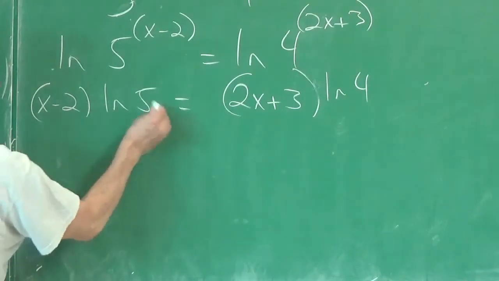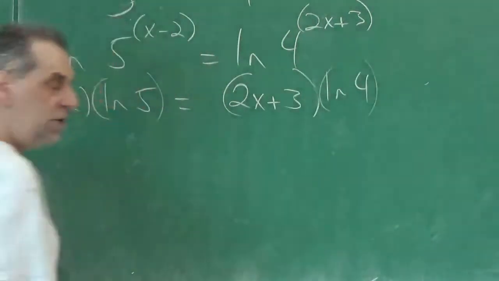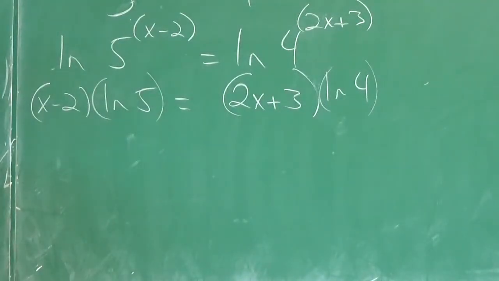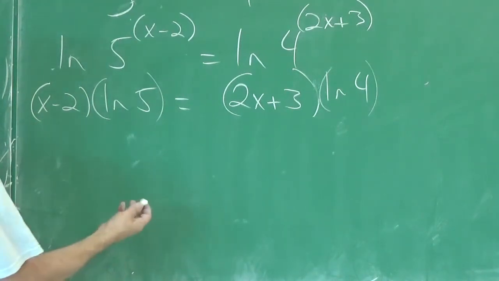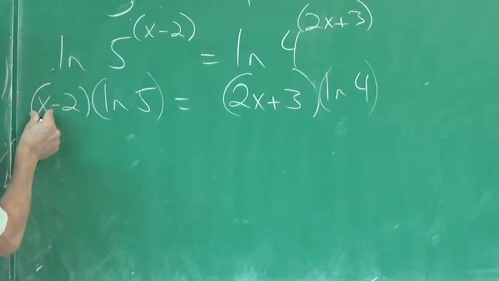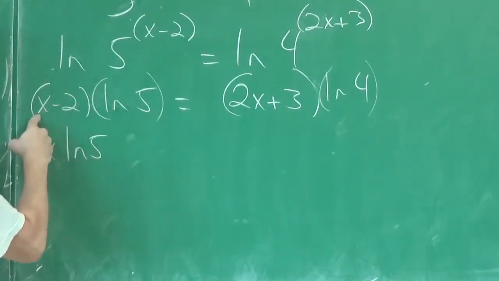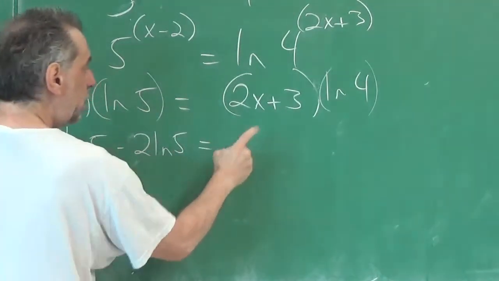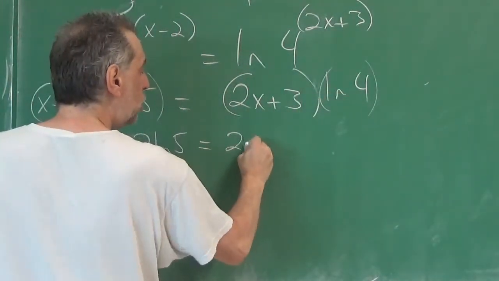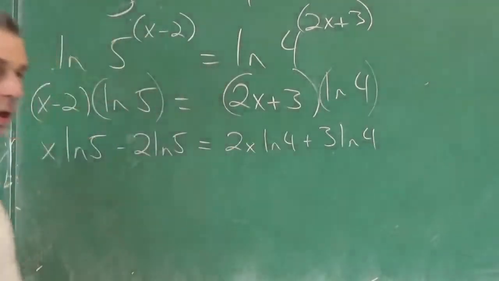We distribute, again, this is just a number, right? Natural log of 5, it's just a number. Natural log of 4, it's just a number. So we want to multiply it out and then gather the x's on one side of the equation, isolate the x, solve for x, just like any other linear equation. So this times x, we get x times natural log of 5, minus 2 times natural log of 5, and over here, 2x times natural log of 4, and 3 natural log of 4.